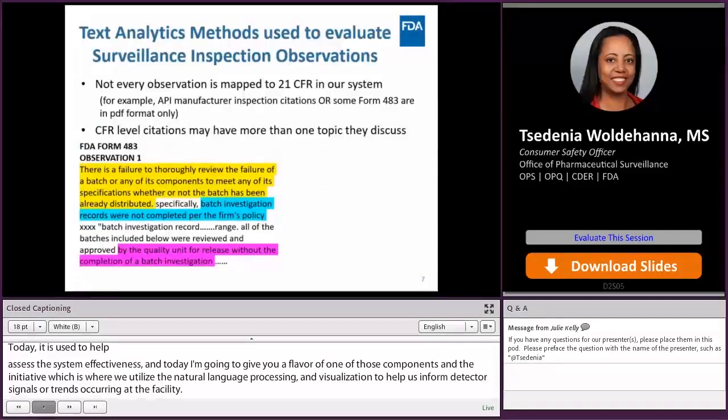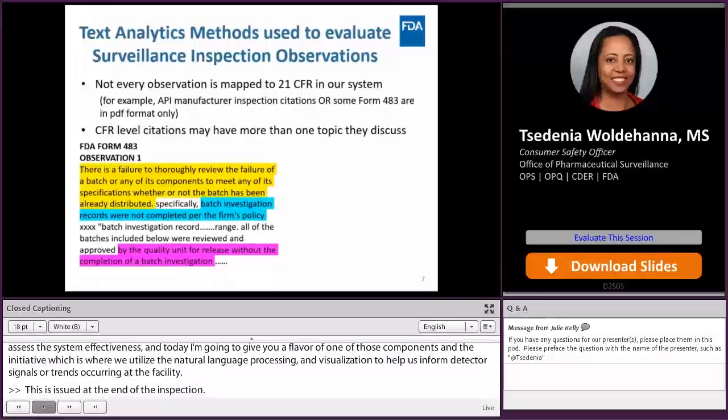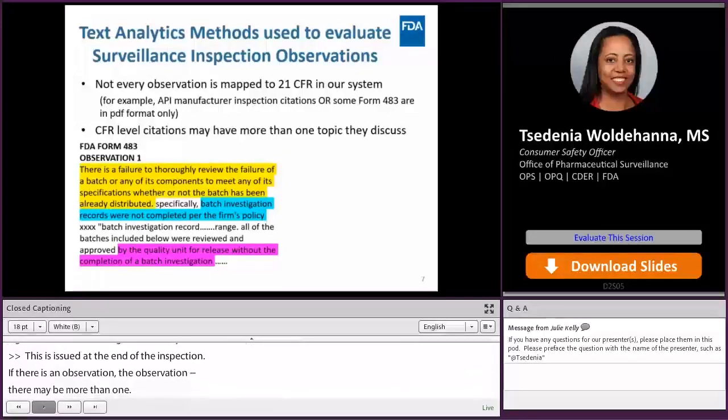If there is an observation, there may be more than one observation at that facility. And these observations that are listed each have two parts. The first part, as you will see highlighted in yellow here, is the summary of the observation, and part two goes into the examples or the specific details that the investigators saw as they were issuing that observation.